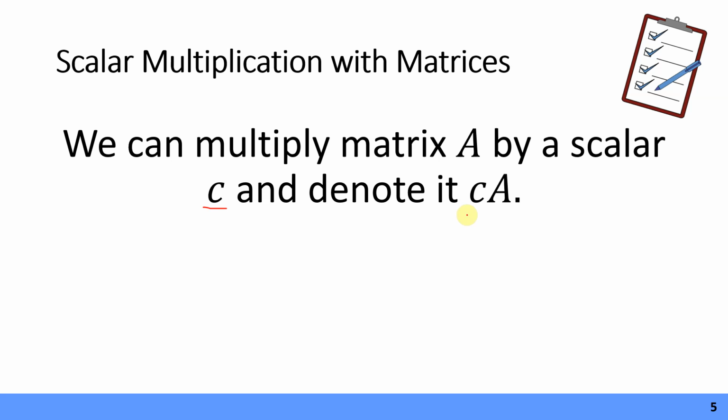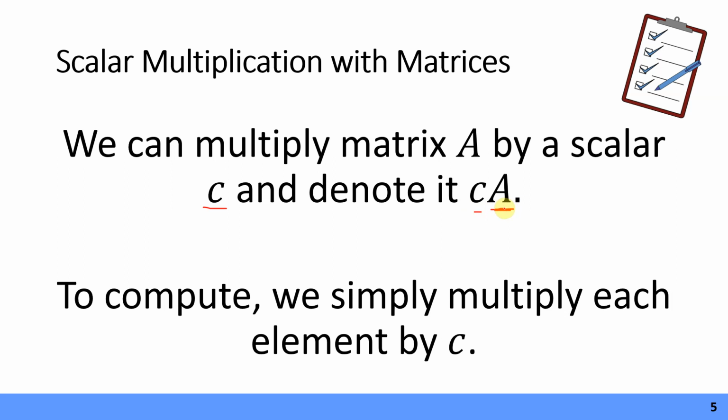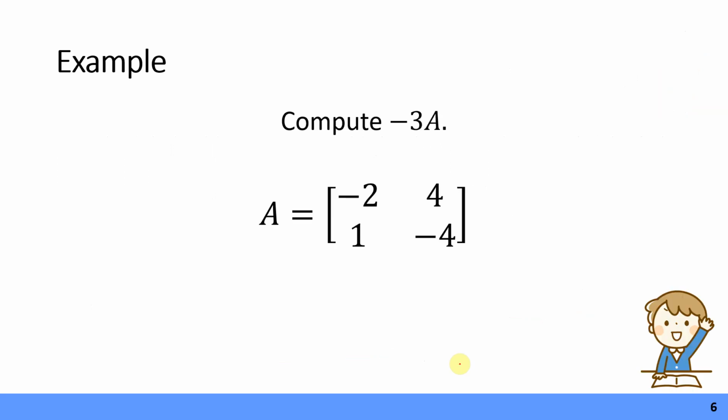The way you're going to see it is you're going to see the number in front of the name of the matrix. And that's all you're going to do. Now, in order to compute it, all you have to do is multiply each element, every single little number inside the matrix, by that scalar that I give you. That's going to be pretty simple. I know I just over-explained it, but when we do an example, you'll see what I mean.